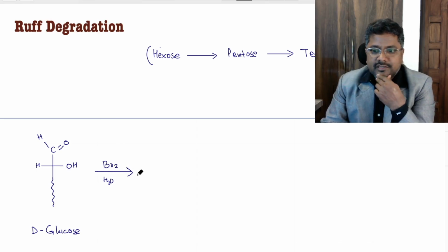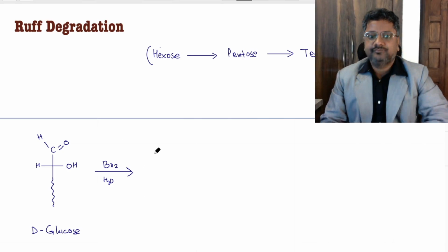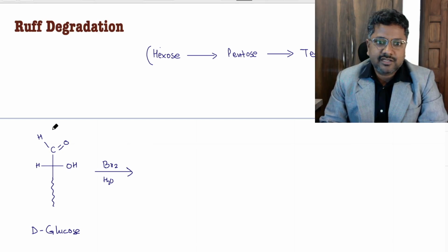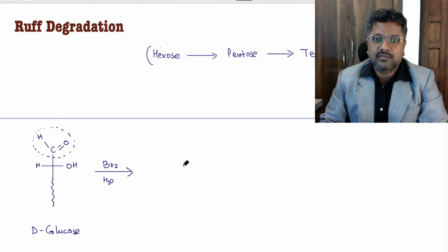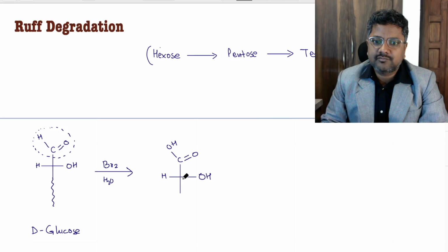So bromine water is which type of reagent? Oxidizing agent or reducing agent? Tell. This is basically a mild oxidizing agent. So this will oxidize this aldehyde group into carboxylic acid, and the rest of the part is the same, right?